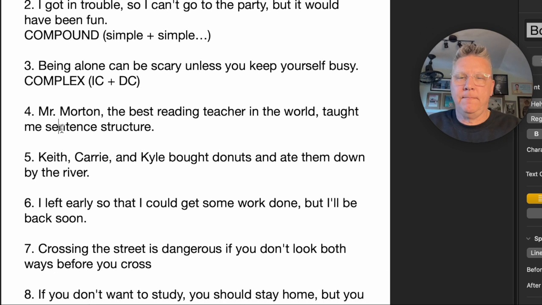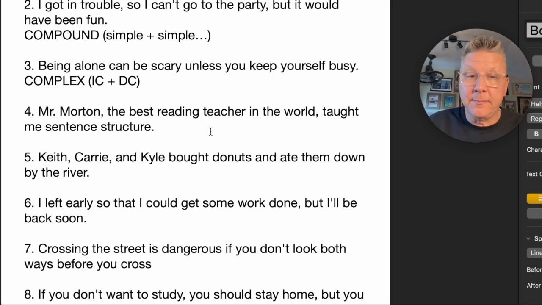Number 4, Mr. Morton, the best reading teacher in the world, taught me sentence structure. Now this one is a little tricky. There's something that's meant to kind of throw you off here, I suppose. So you have the subject, Mr. Morton, and you have the verb taught. And then you have the indirect object me, and what he taught me was sentence structure. So you only have one subject and verb here.